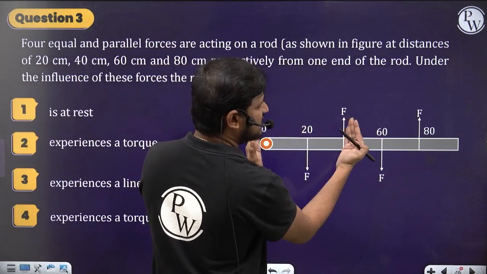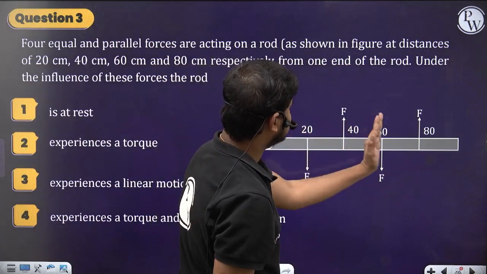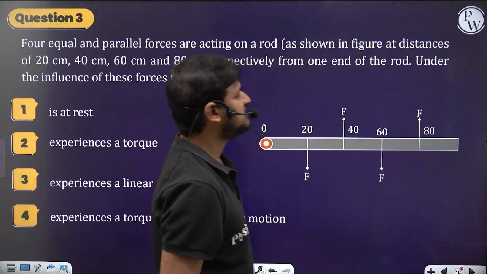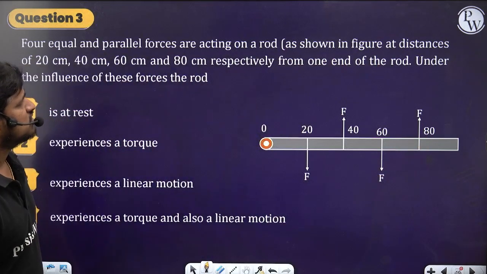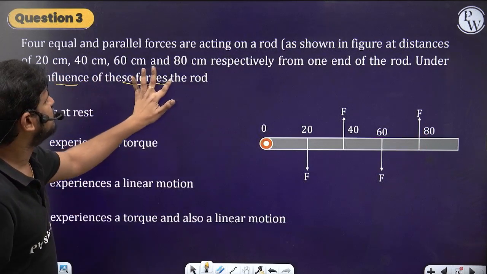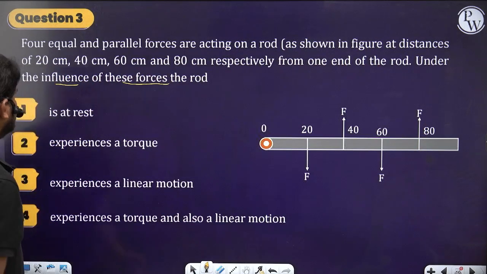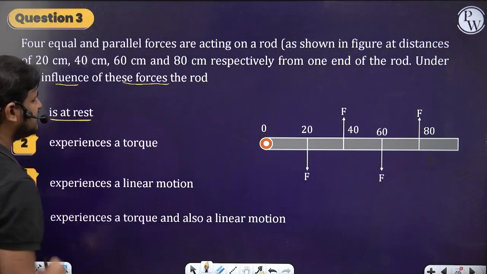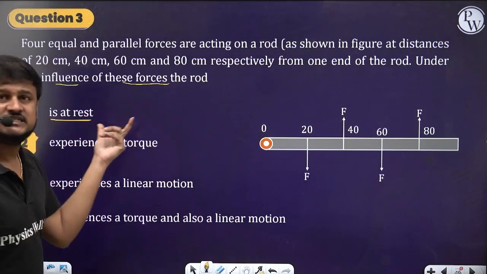At a distance of 40 centimeters, one more force is acting. At 60 centimeters, one more force, and at 80 centimeters, one more force is acting, measured from one end of the rod. So under the influence of these forces, the rod is at rest. So that means, will it be in static equilibrium?